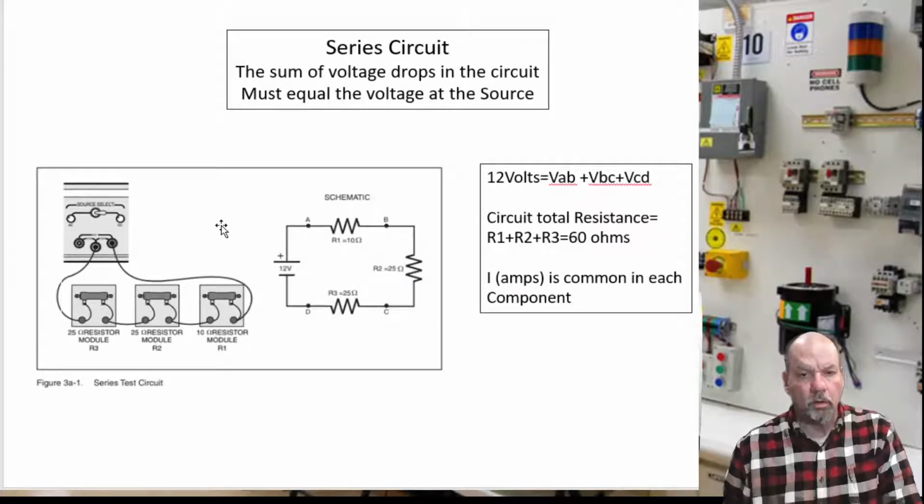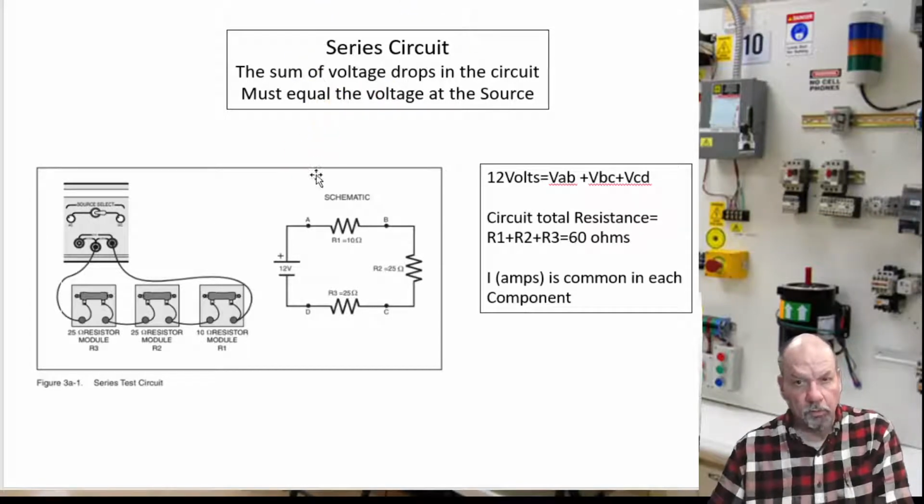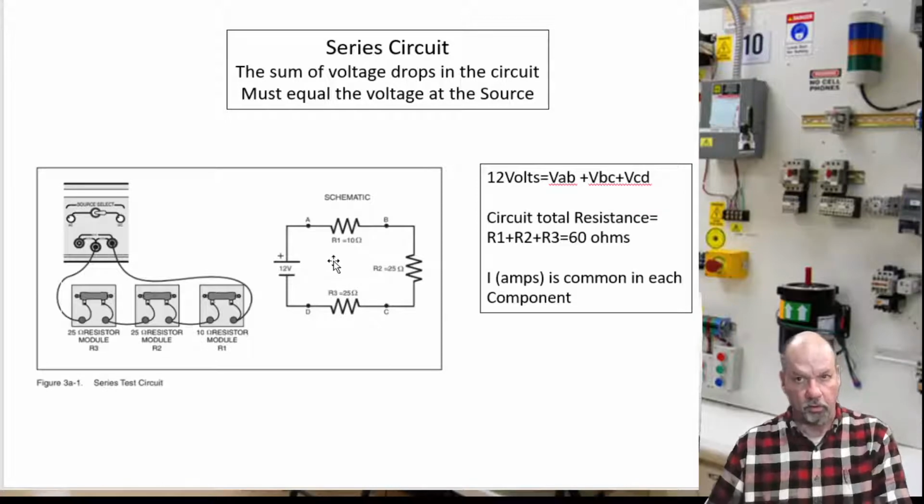All right, again, we're back to a series circuit. So this means the current flowing through the circuit, the current going through the 10 ohm resistor, the 25 and the other 25 is identical. That was our definition of a series circuit earlier.